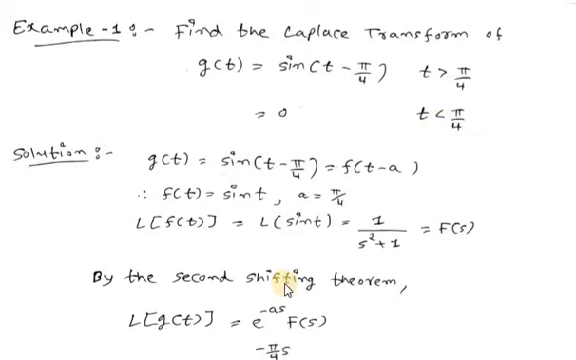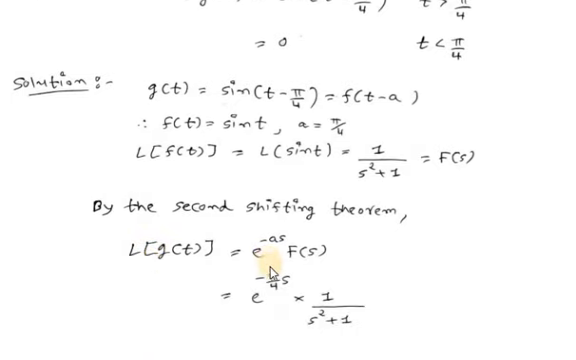So we will apply the second shifting theorem. According to the second shifting theorem, we have Laplace of g(t) equals e raised to minus as F(s). And the value of a we have taken over here is pi by 4. So just replacing a by pi by 4, it will become e raised to minus pi by 4 s, and F(s) is 1 over s square plus 1.